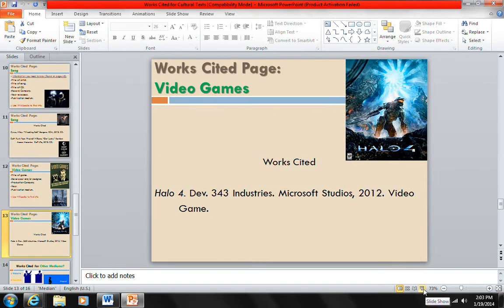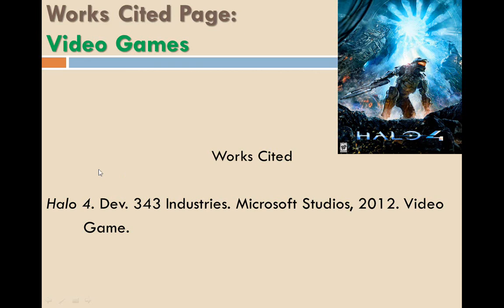So we've got the name of the game in italics, and I've taken this basically from the way that you cite a movie, because I think a video game is almost like a movie. The only difference is instead of director, I've put developer here. So instead of DIR period, I've put DEV period. And then I've left out performers.